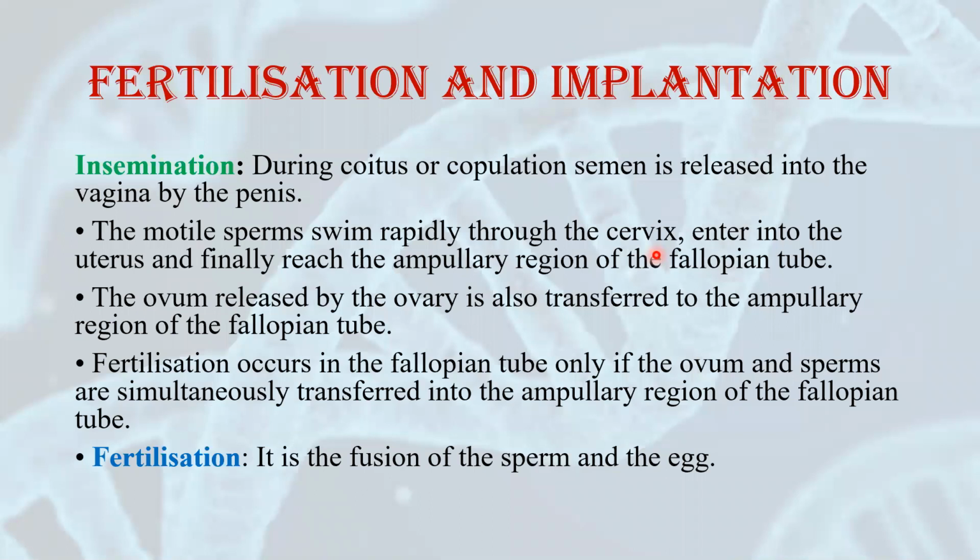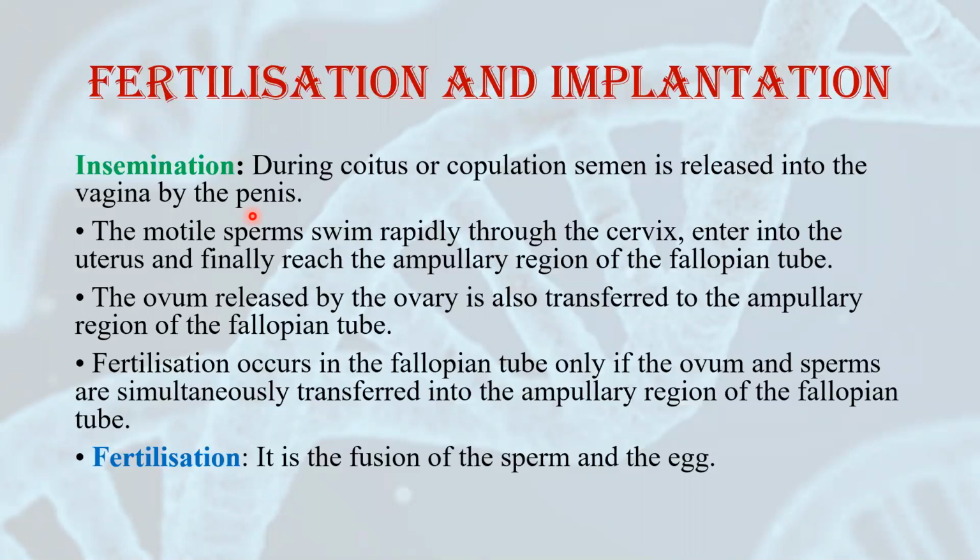Let's move to the next step. The menstrual cycle occurs when there is no fertilization. Now what happens when there is fertilization? First of all, how does fertilization start? It starts with insemination. What is the meaning of insemination? Insemination means during coitus or copulation, coitus meaning sexual intercourse, the semen is released into the vagina by the penis.